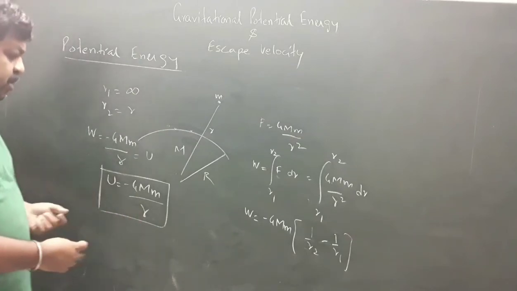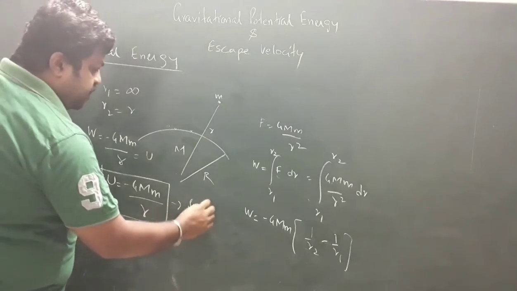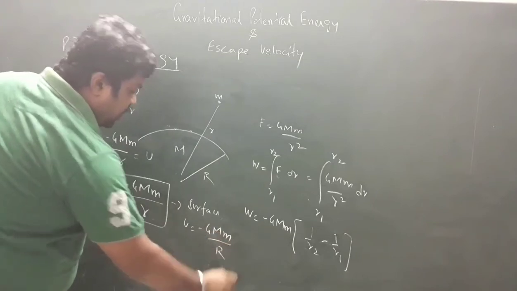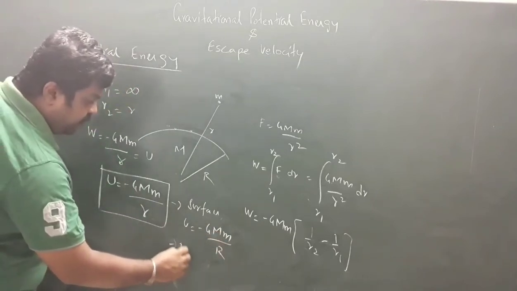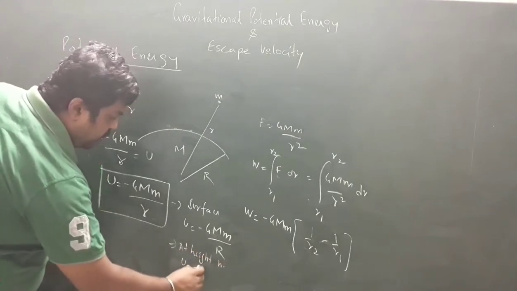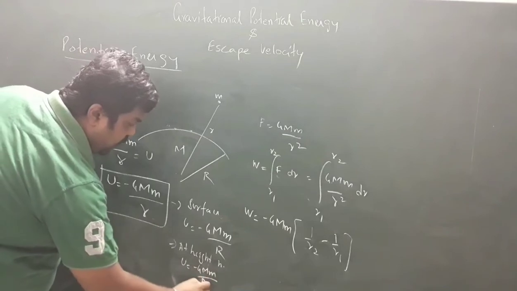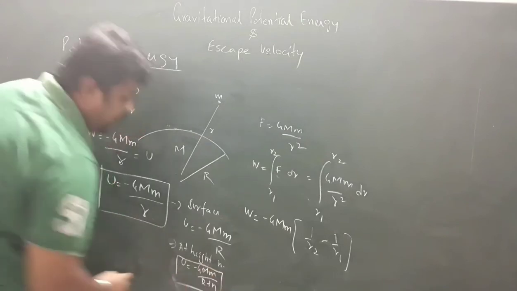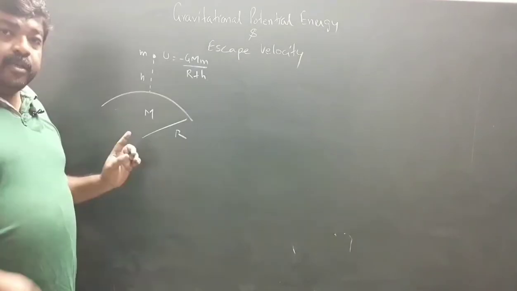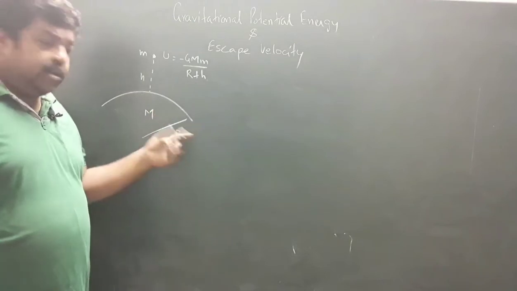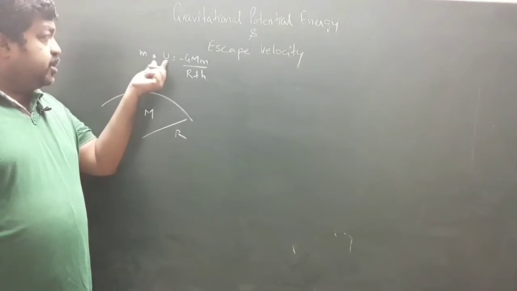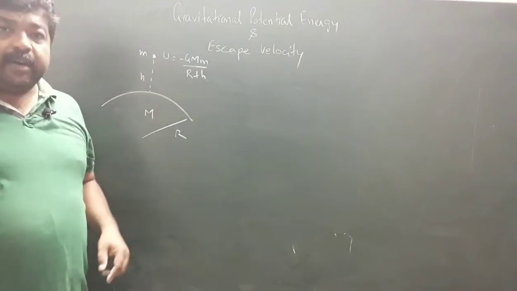If you are on the surface, it will be U = -GMm/R, with capital R. At height h, it will be U = -GMm/(R + h). So this is the expression for gravitational potential energy. For the earth of mass M and radius R, with a small mass m at height h, the potential energy we have now obtained is U = -GMm/(R + h).